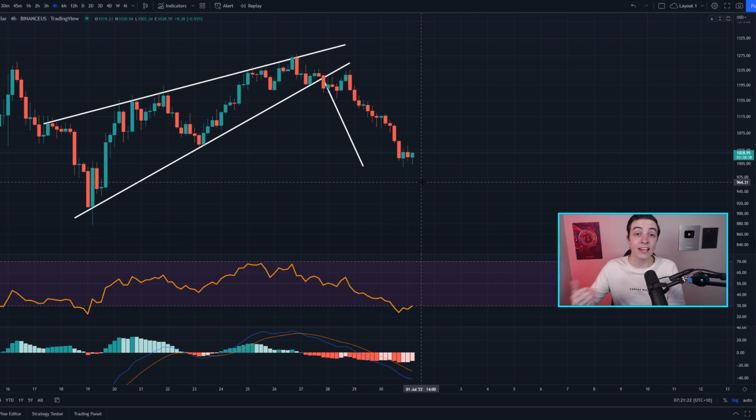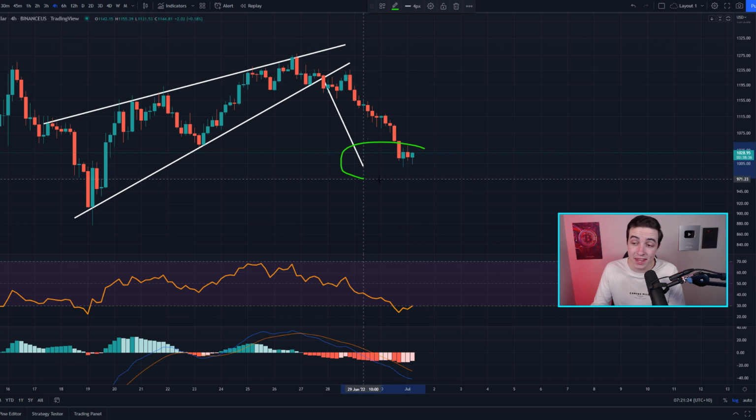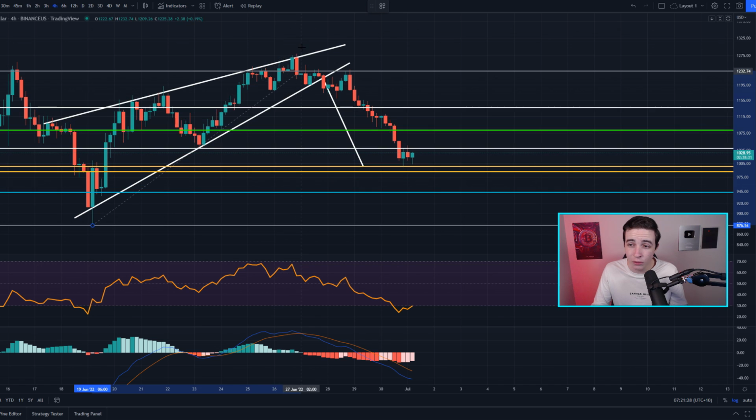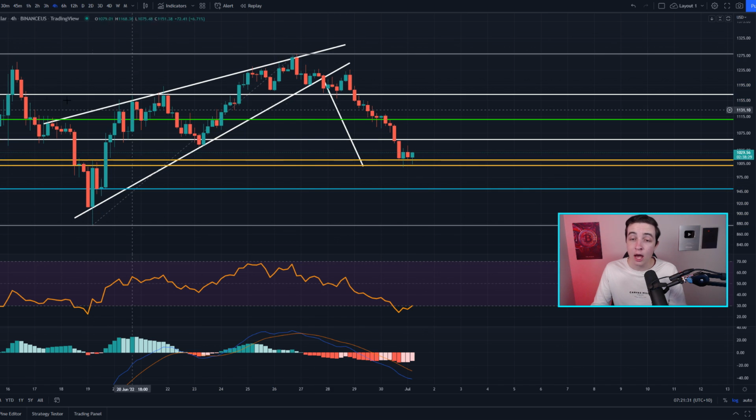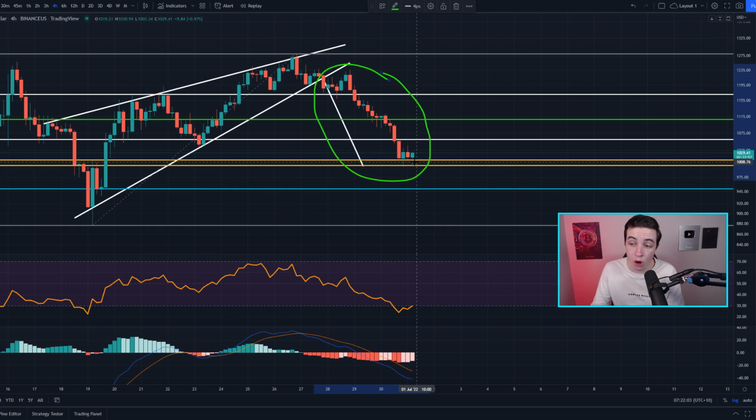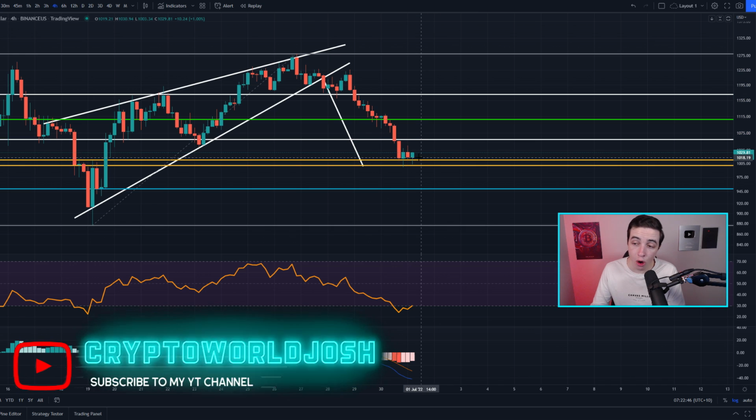And also, what is very interesting about $1,000 as a price target for Ethereum is the fact that that is also exactly where the golden pocket is coming into play when you bring out the Fibonacci retracement tool from swing low to swing high on the 4-hour time frame. So once again, as I've been talking about over the past few days, we do have a lot of confluence around that $1,000 level.